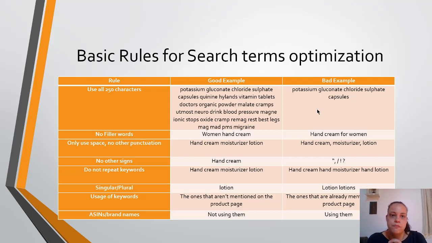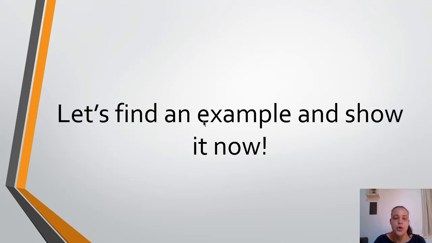Don't use them. So to sum it up, these are some of the basic rules for search terms optimization. Make sure you write it down, remember it, and with more practice, you will probably get a handle of that and just remember them all, hopefully. Okay, so now that we know what the basic rules for search term optimization in the backend are, let's dive right into an example and show you how it's done on a real life example.